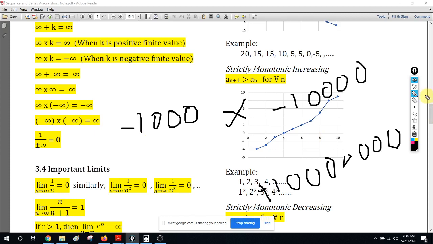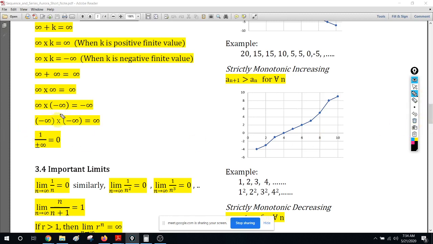So it's a concept. Similarly, if you divide some value by infinity, it is going to be zero. That is also common sense.